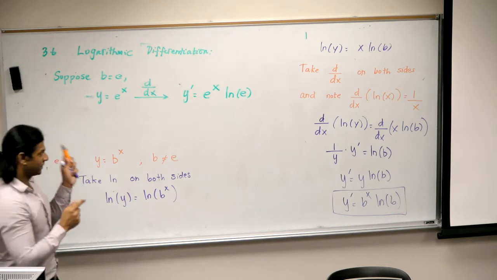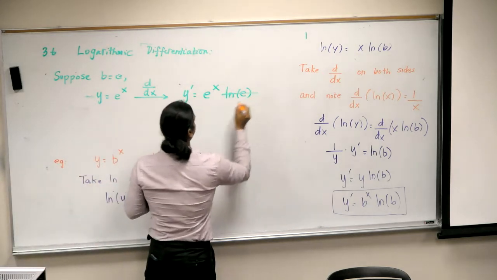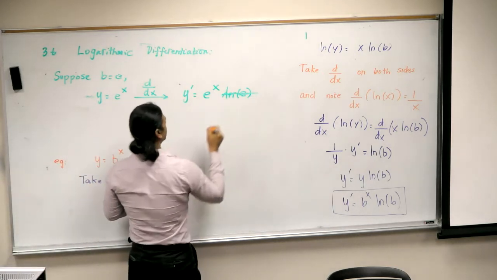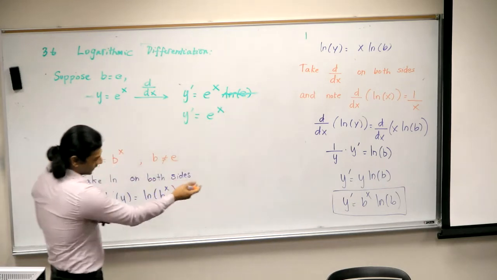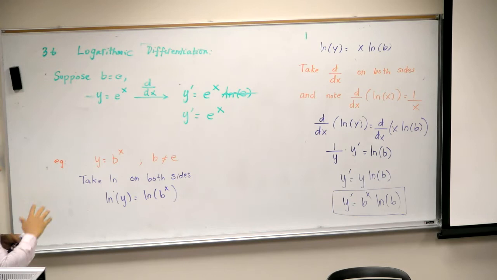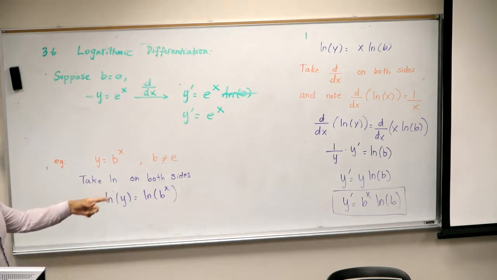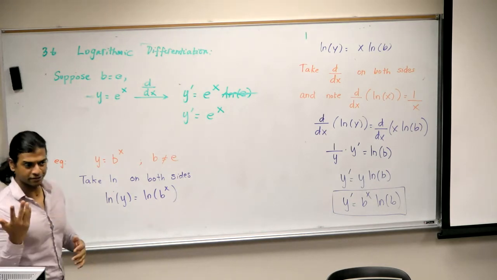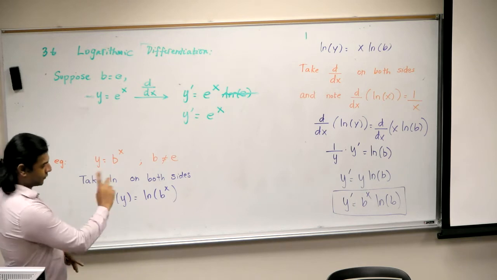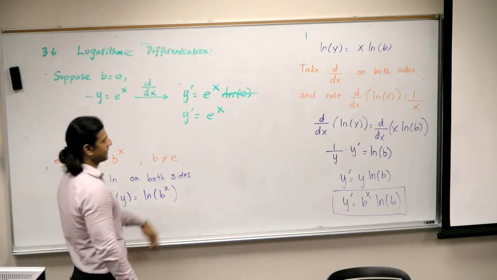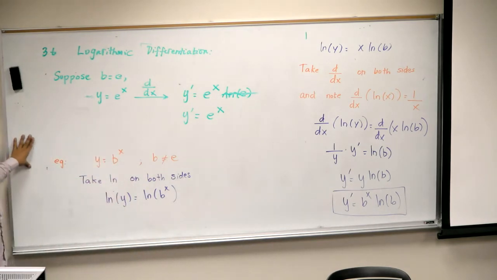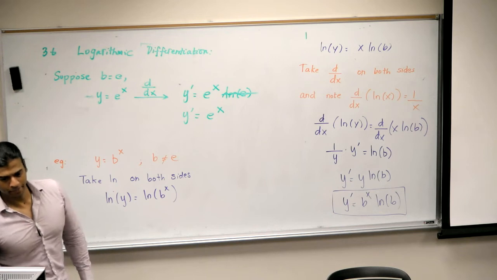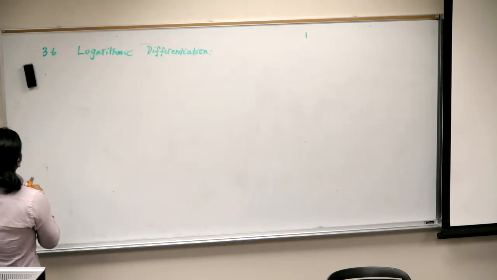Ln of e is 1, so e raised x. That's why we call that the generic or general version of the derivative of an exponential function. Good. Of course, there are other ways to arrive at the same result, but I'm not going to bore you with all that. Are we clear? Yes. I said I'm going to start simple.